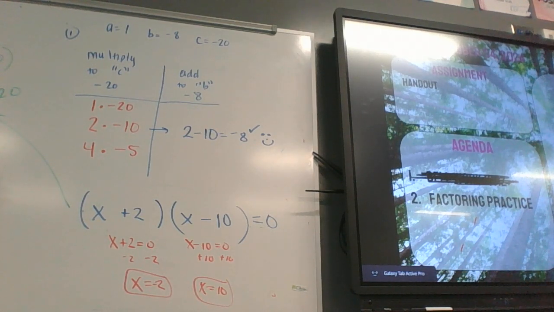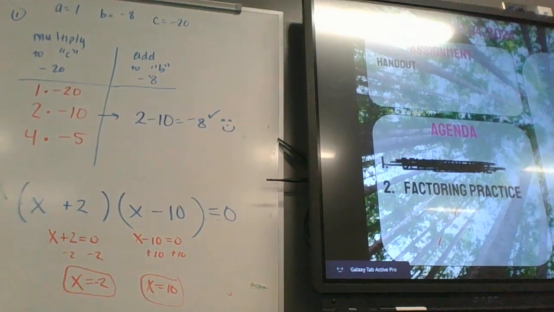So when I see this, sometimes I can just think, well, 2 and 10 make 20, 2 and 10 make 8, I think these are numbers that work. Put them in parentheses, check it, and it works. Any questions? Okay, number 2. Have you guys tried number 2? It's a big one.